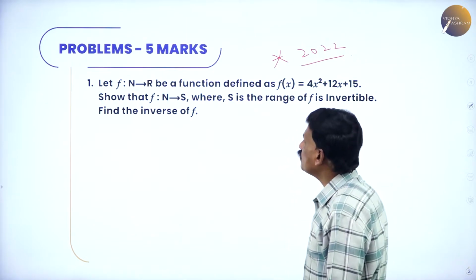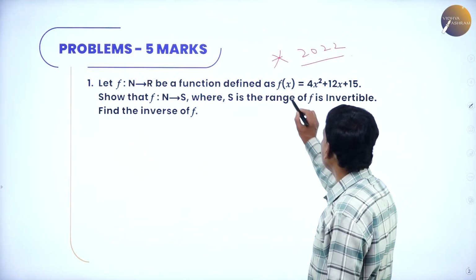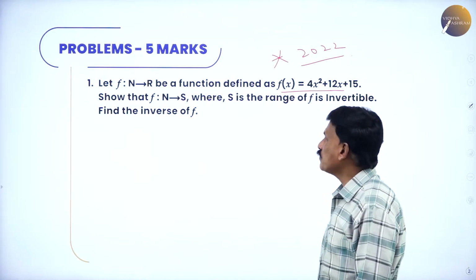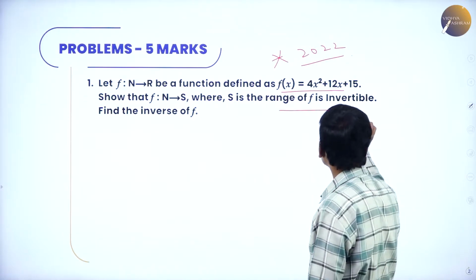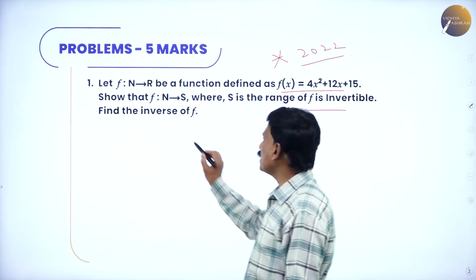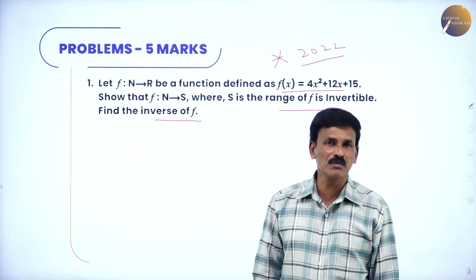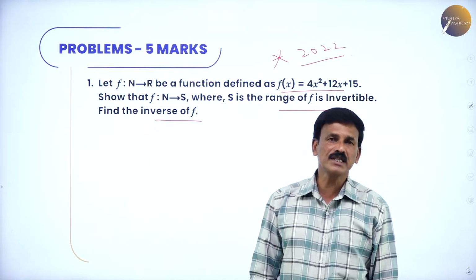So let f from N to R be the function defined by f of x is equal to 4x square plus 12x plus 15. Show that f from N to S, where S is the range of f, is invertible. Find the inverse of f. Now we have to verify whether the given function is invertible. If so, then find the inverse.